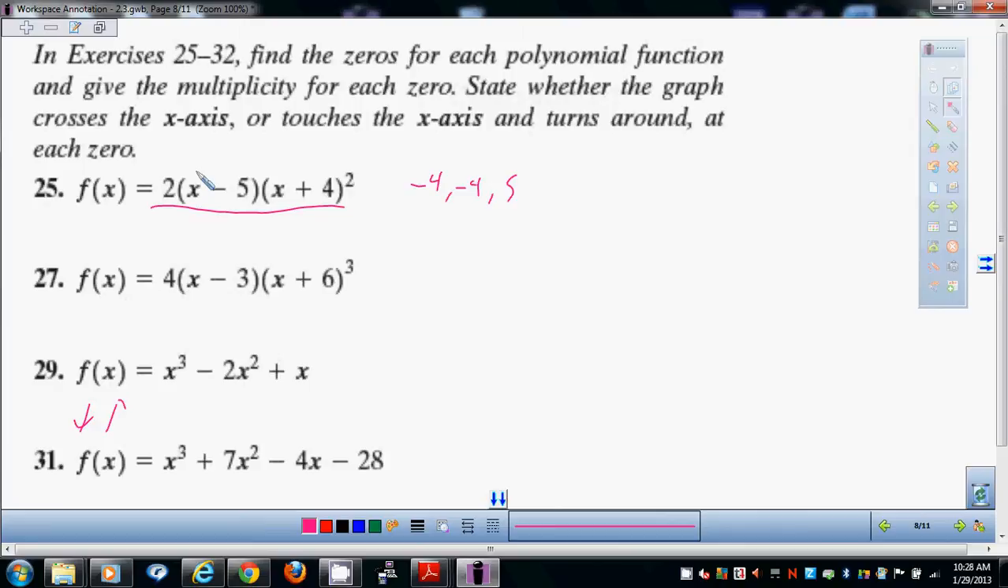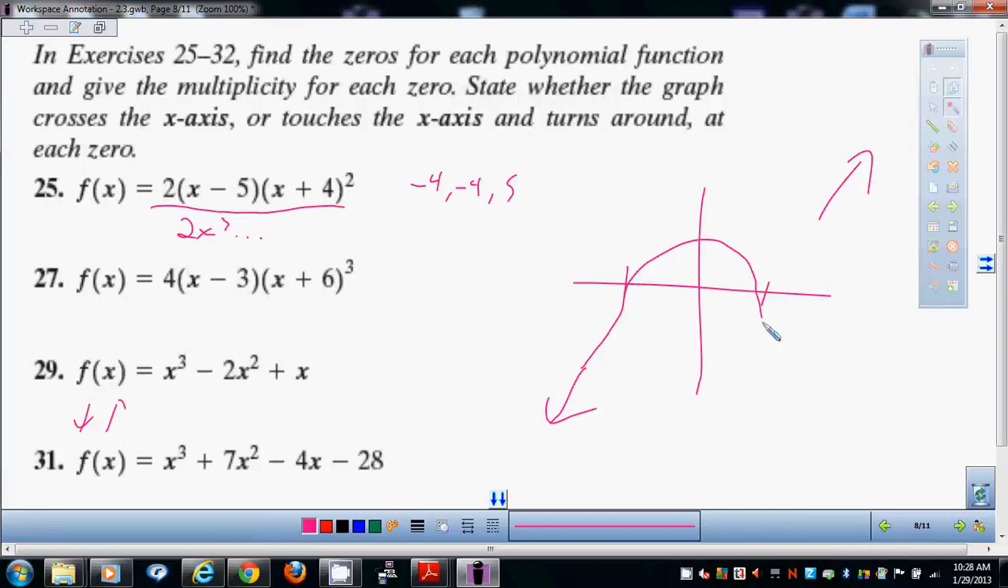Now, it doesn't even matter what everything else is right now. Dot, dot, dot. What would my end behavior be? 2x cubed. Very good. It would be down, and it would be up if I were to graph this. Now, according to my roots, this crosses at negative 4 and 5. Negative 4. How could we possibly get back to my end behavior without crossing again? You can't. That's where multiplicity comes into play.